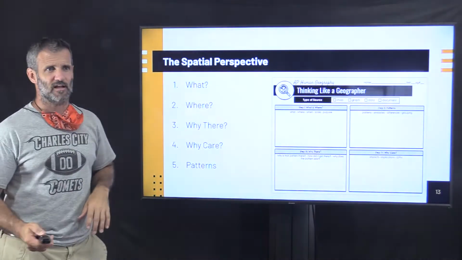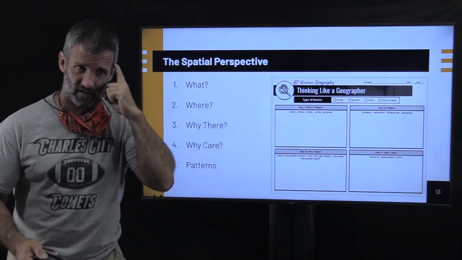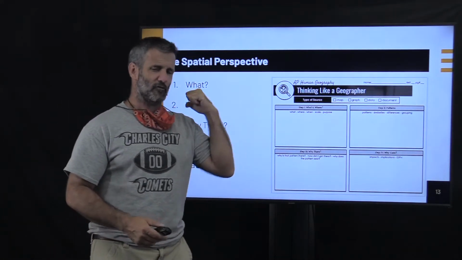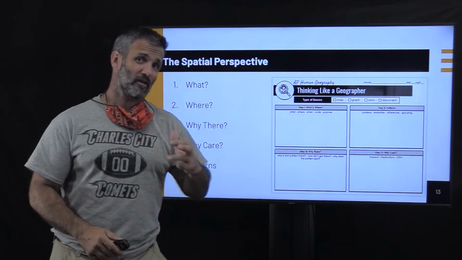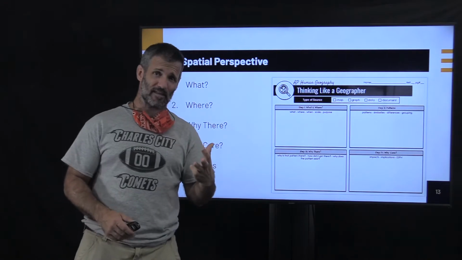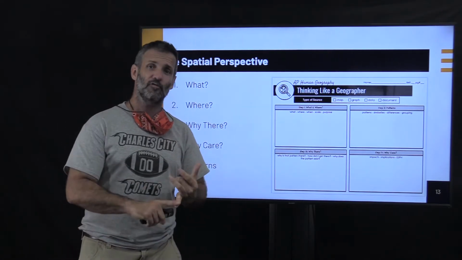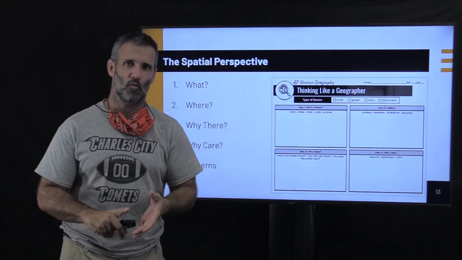Now, some spatial concepts, all right? The spatial perspective, thinking like a geographer. Go ahead and write down thinking like a geographer. We figure out the what, the where. We try to think about the why there. We think about why we would care about that. And then we think about the patterns, all right? Moving to a new house: where is it at? Why did you move there? A new job. Why care?